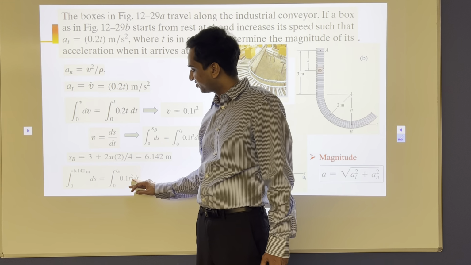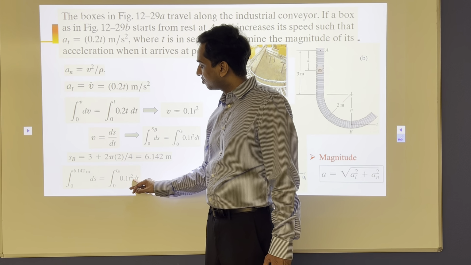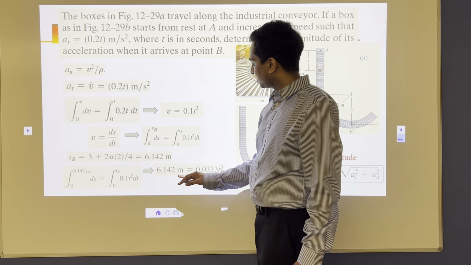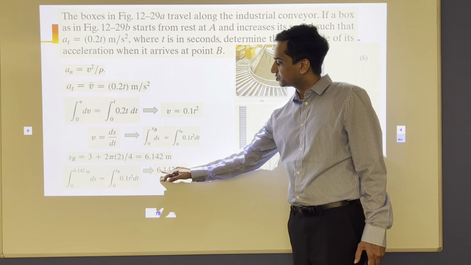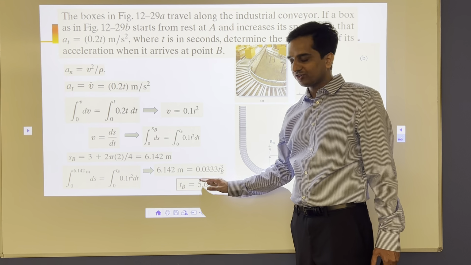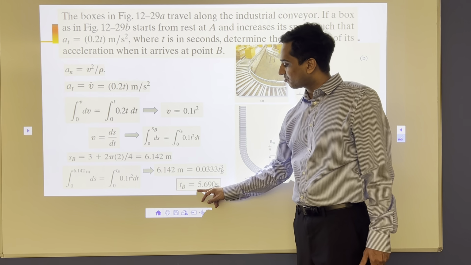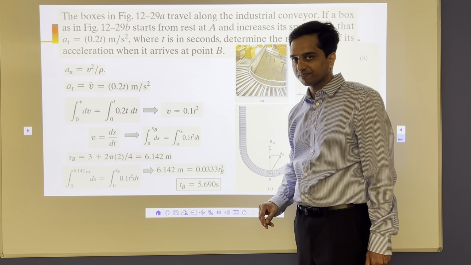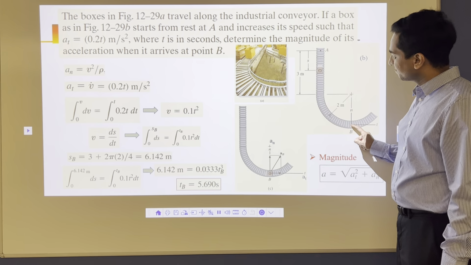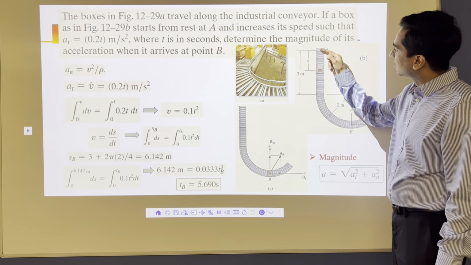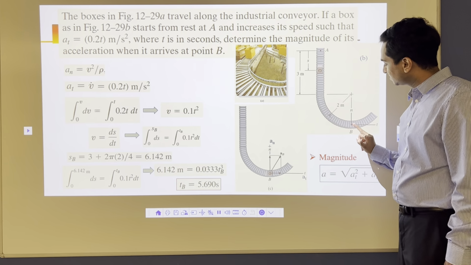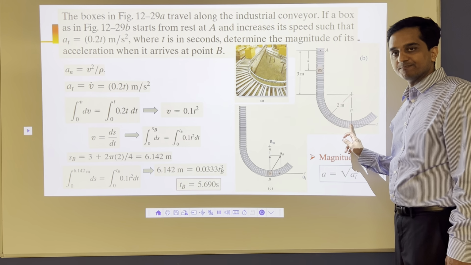This is a simple integration. Integration for t squared is t cubed by 3, and then once you do that you will get 6.142 meter is equal to 0.03 tB cubed, and if you solve this one you will get total time is around 5.69 seconds. It simply means it required 5.69 seconds from A to B. It starts at t equals 0 seconds, and then within 5.69 seconds it came to point B.